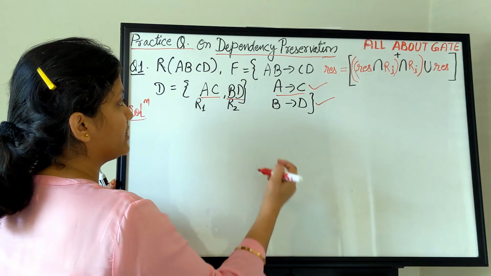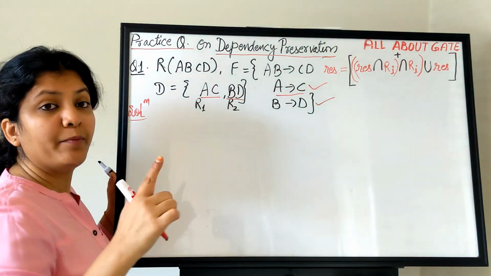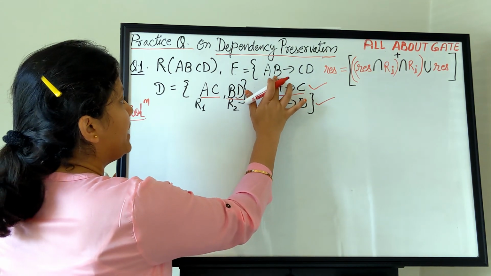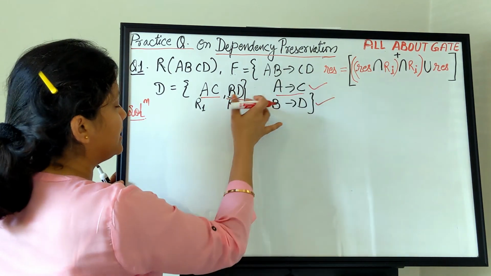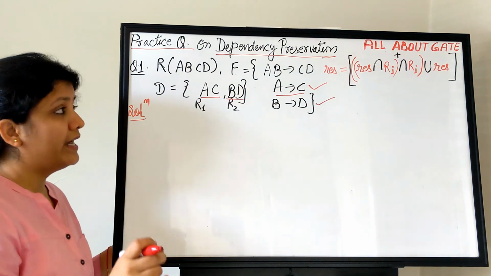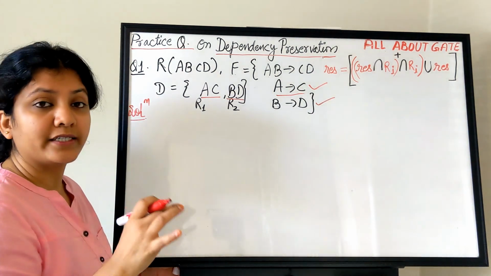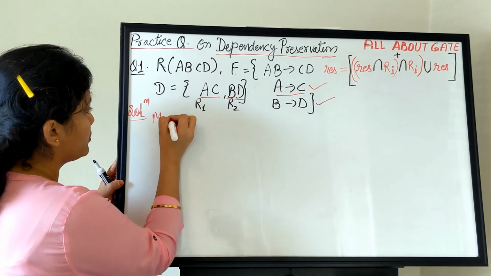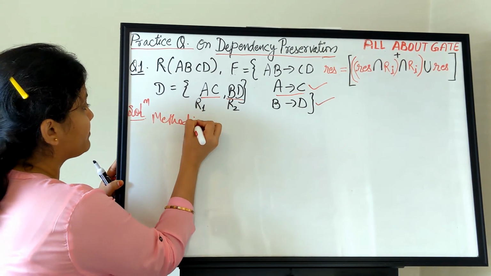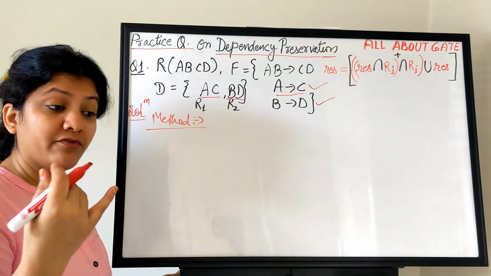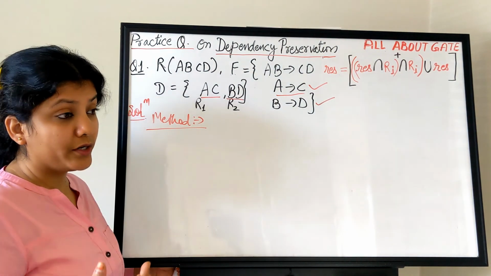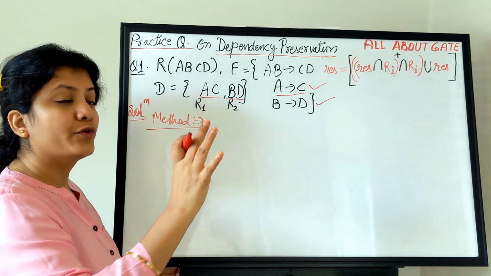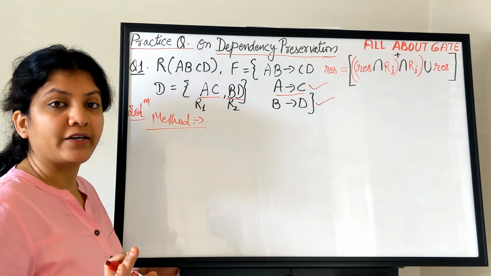Now I'm going to check for the third dependency, AB to CD. AB together, no. CD together, no. So directly we cannot say that it is present. So the basic thing is to go with the logical method. Yes, you can do F1, F2, then union of them and then their closure, all that stuff. But I have given you the simplest logical way of checking for that, right?